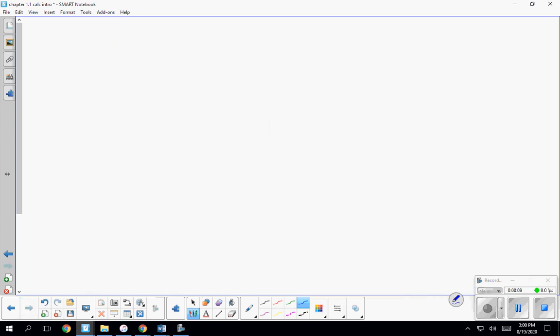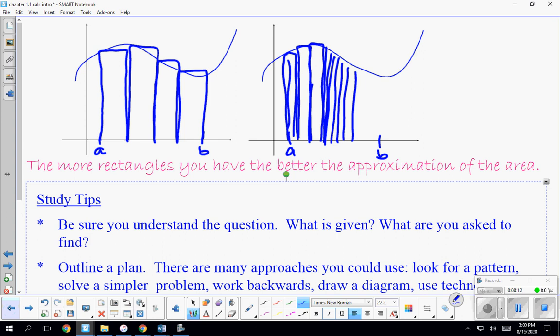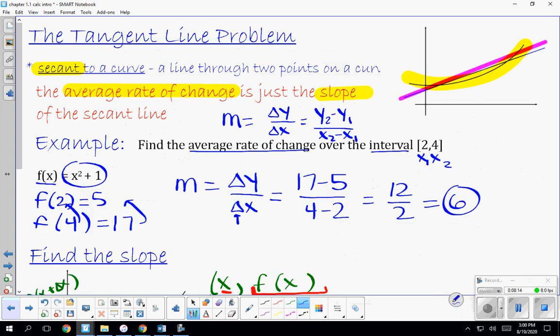So the biggest thing from this particular video is that you understand how to calculate average rate of change. Again, average rate of change is the same as the slope.